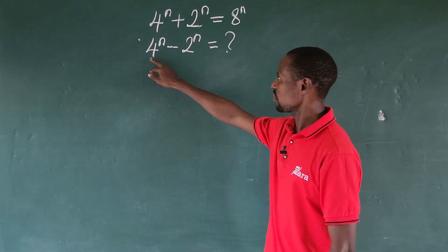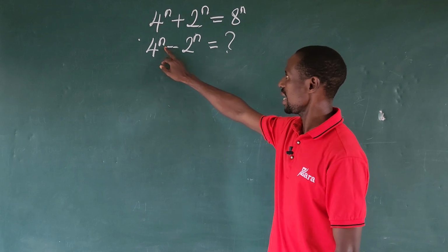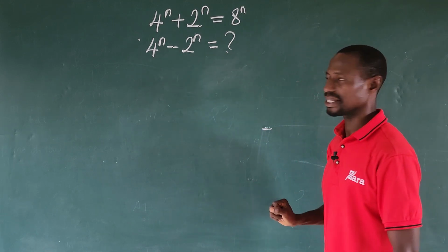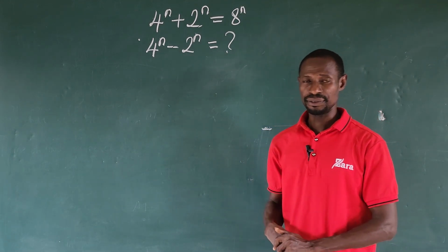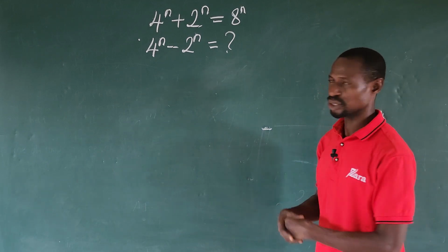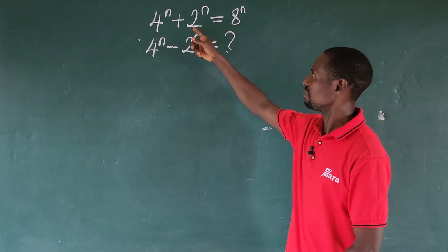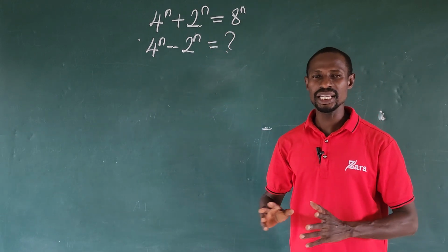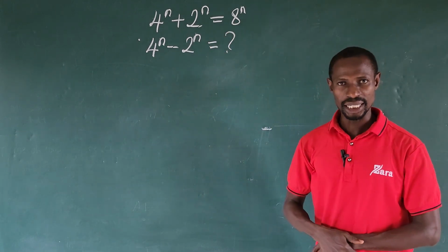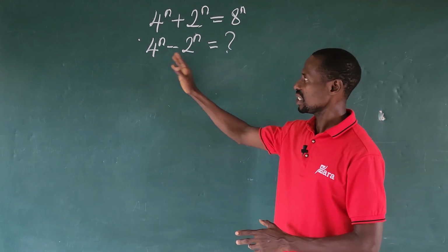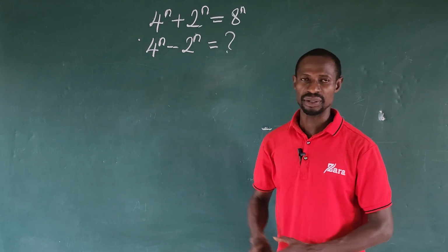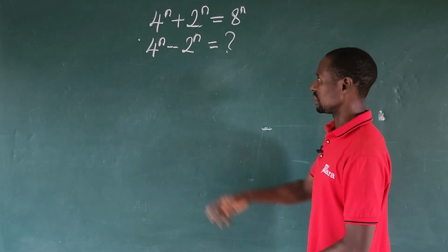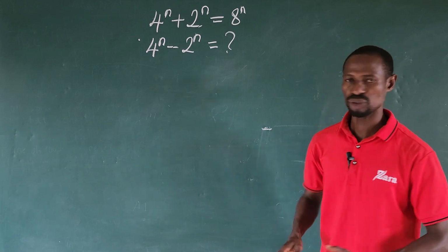Then we are now asked, what is the value of 4 to the power of n minus 2 to the power of n? Now, if you are not too good at what to do here, you will solve for the value of n from here. And then you're going to solve for 3 roots to this challenge here. And you substitute each of them into this equation, then you can get the value of the expression 4 to the power of n minus 2 to the power of n.